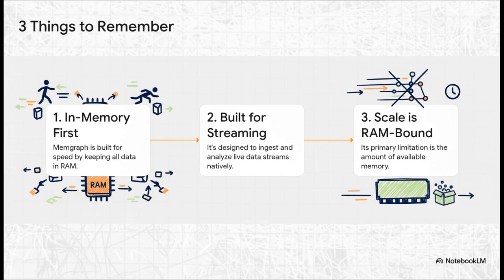And that central question really breaks down into these 3 essential points. 1, it's in memory first. That is the source of all its power. 2, it's built for streaming. It's designed to drink from a fire hose of live data. And 3, its biggest strength is, in a way, also its biggest weakness. That incredible speed is directly limited by how much RAM you can afford to throw at the problem.